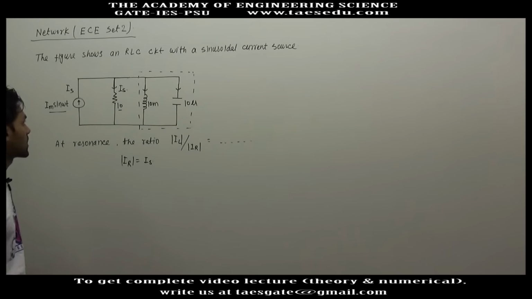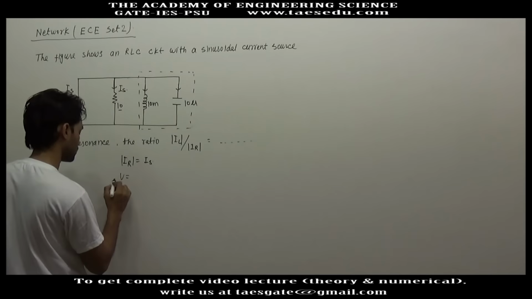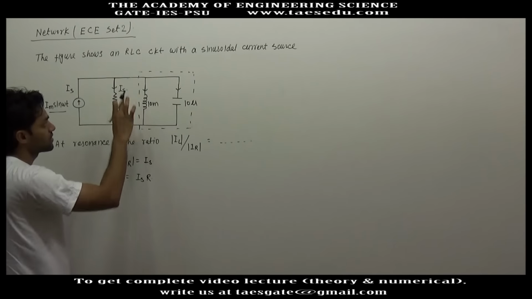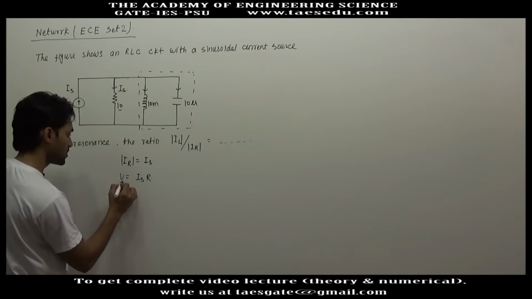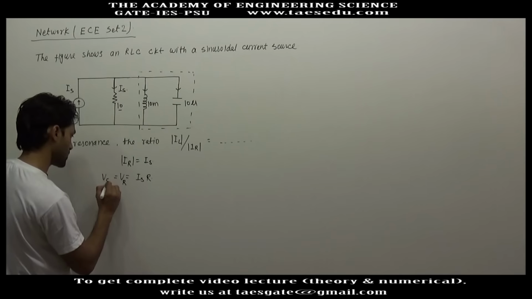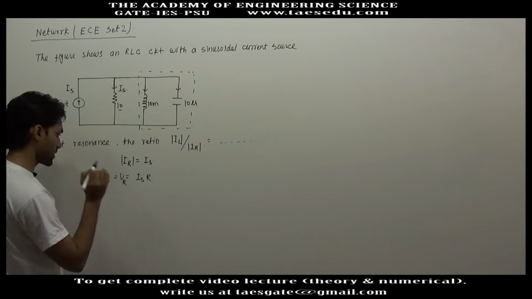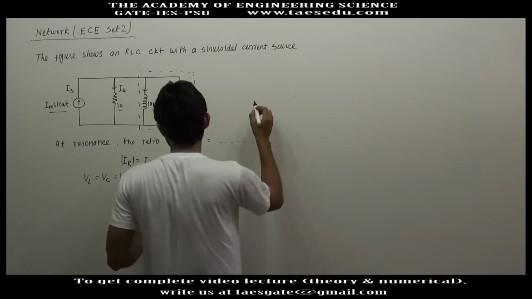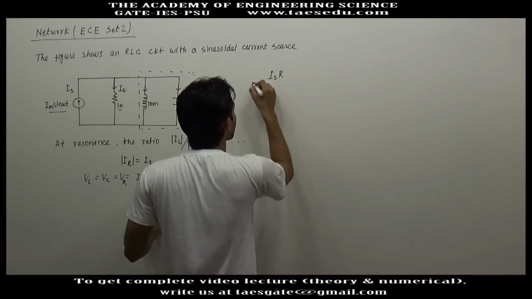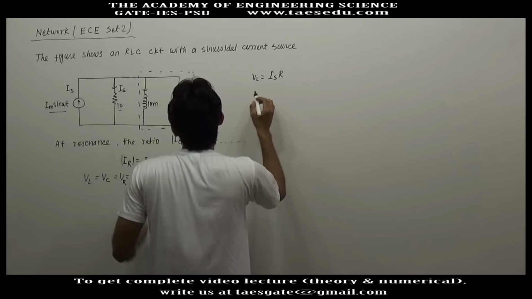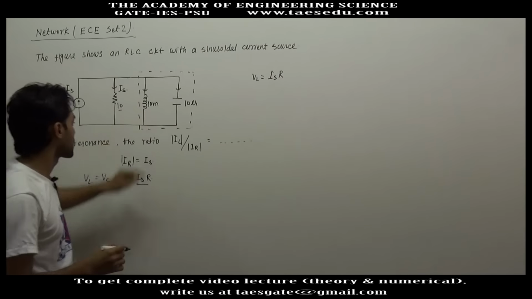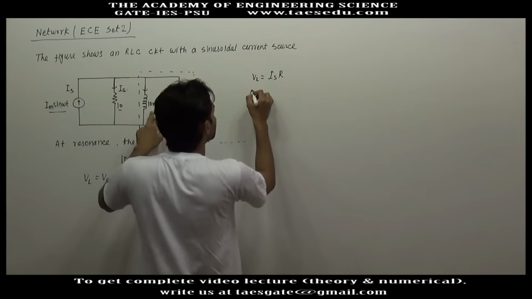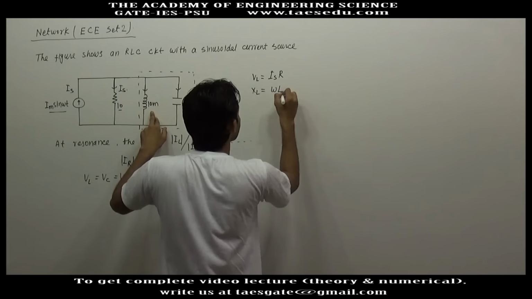Okay, if the magnitude is Is, the voltage will be Is into R. Since these three elements are connected in parallel, the resistance voltage equals the capacitance voltage equals the inductance voltage. Now the voltage across the inductance is Is into R, and the impedance offered by this inductance will be XL, which is omega L.